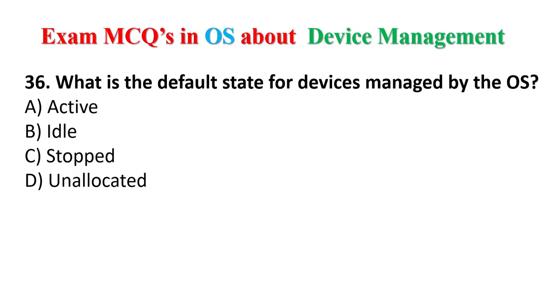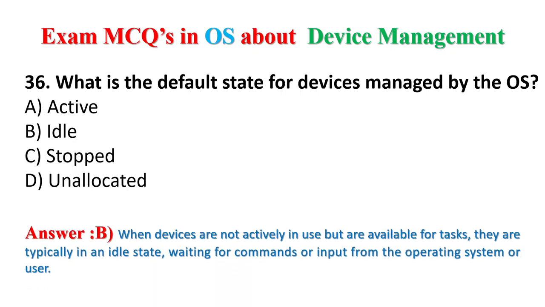36. What is the default state for a device managed by the operating system? Idle is the correct answer, when the devices are not actively in use but are available for tasks. They are typically in an idle state, waiting for commands or input from the operating system or the user.